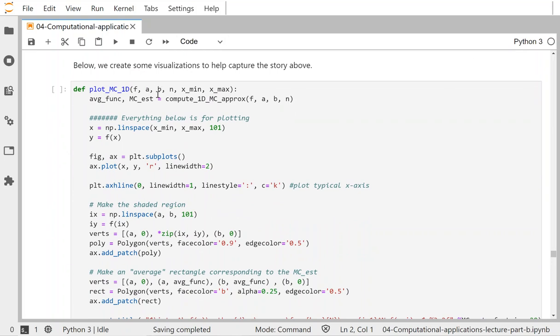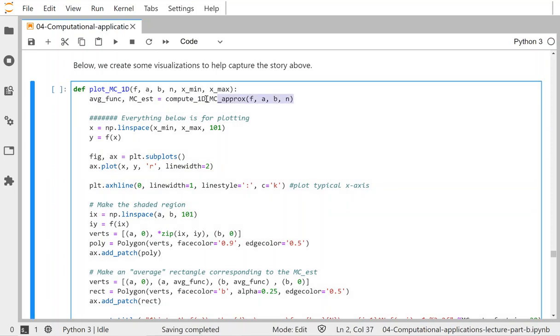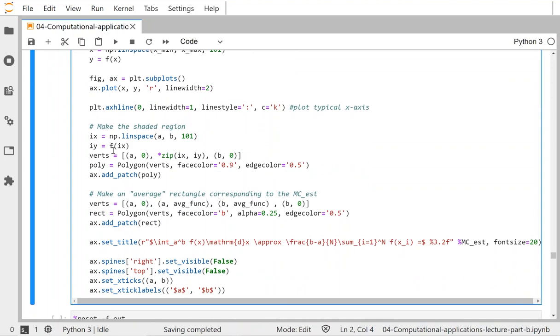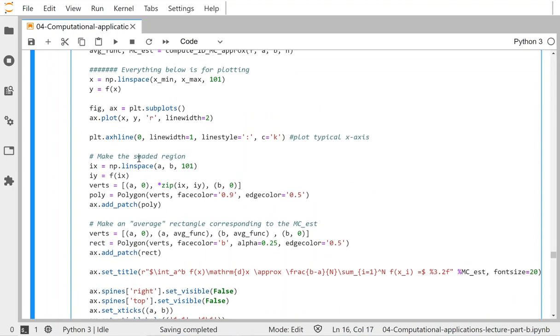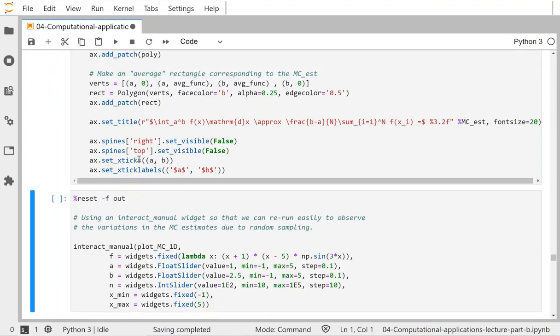So now we create a visualization. We're going to plot the MC estimate in 1D of a function. What I'm going to do is use my function to compute the 1D approximation, and everything else is just for plotting. Let's look at what the plotting produces.